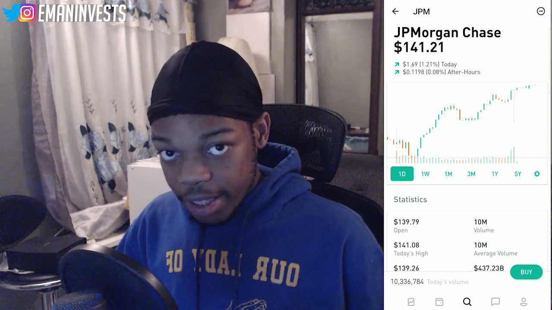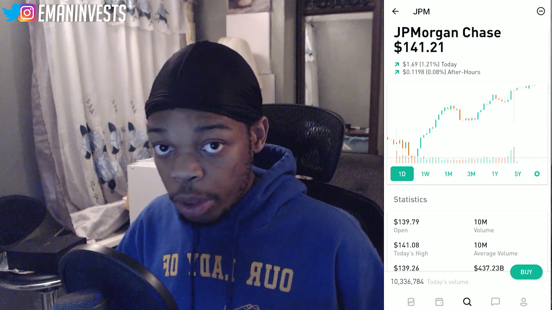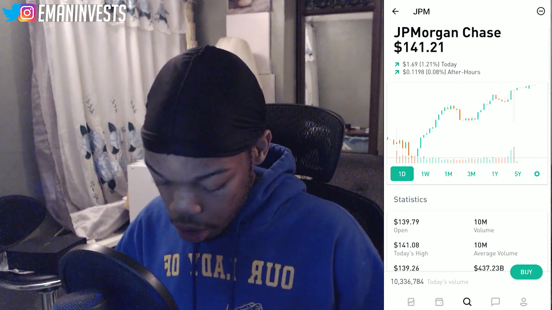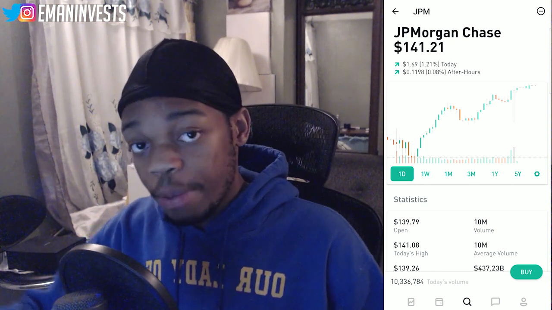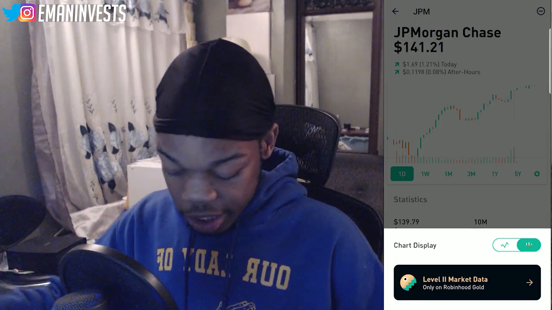And now you can see how the stock has been performing over the day, week, month, and so forth, just like on your main investing portfolio. And to the right of all of the time frames is this gear icon. And what this gear icon does is that it changes the chart display.